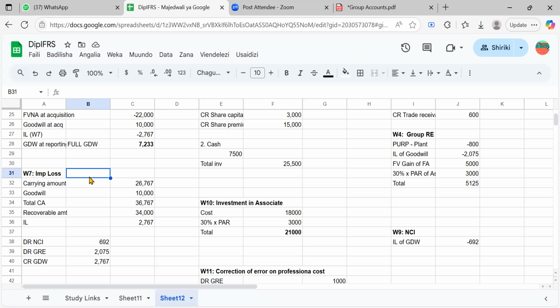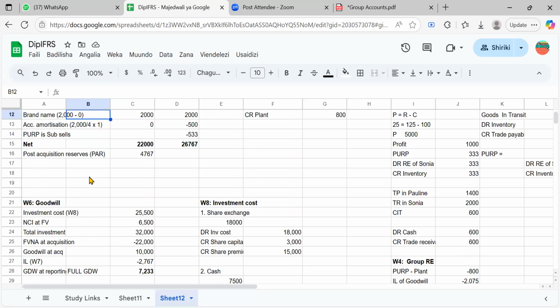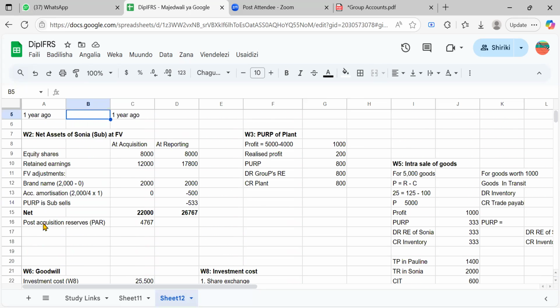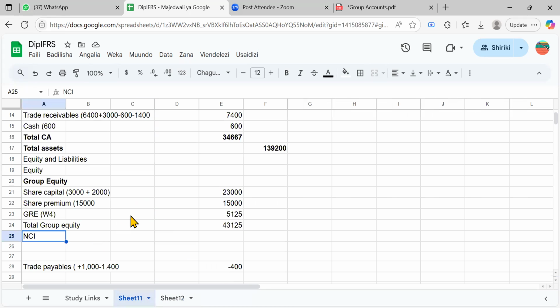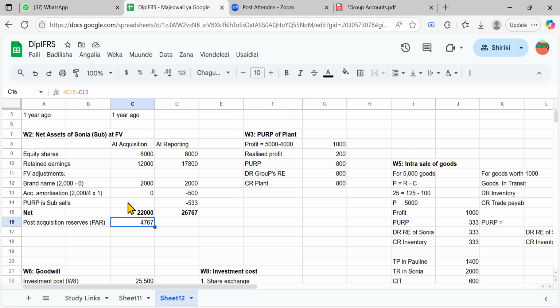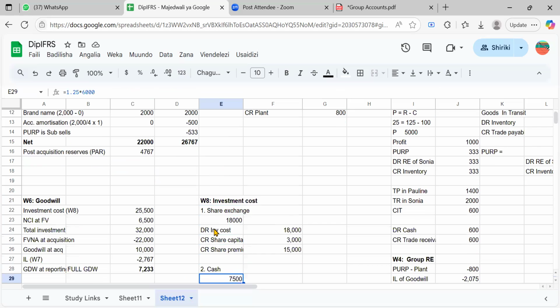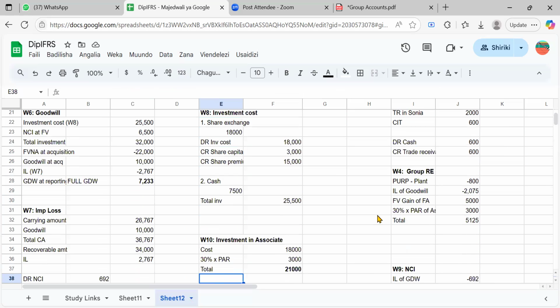Like I told you, when you're dealing with working number 2, you see this post-acquisition reserve, we compute it because we are going to divide it between the non-controlling interest and the group equity. Yes, you have to break this down. This is the main aim of getting this. So whenever you get this, you may come straight away to group retained earnings.